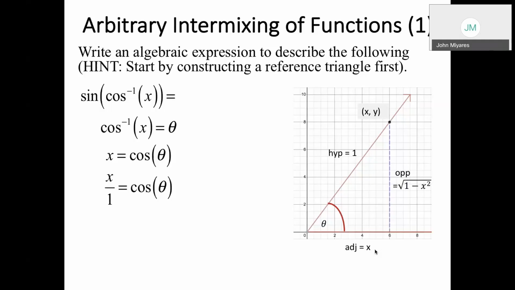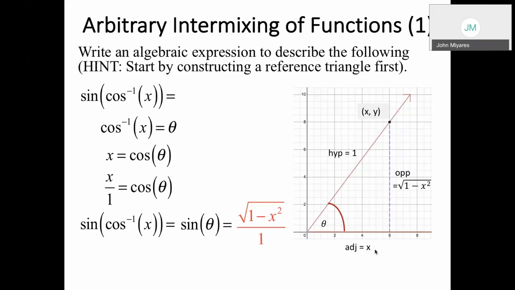So going back to our question, the sine of the inverse cosine of x will be the sine of this angle theta that we see in the diagram, and the sine is computed by taking the opposite over the hypotenuse, which will give us the square root of the quantity 1 minus x squared all over 1.